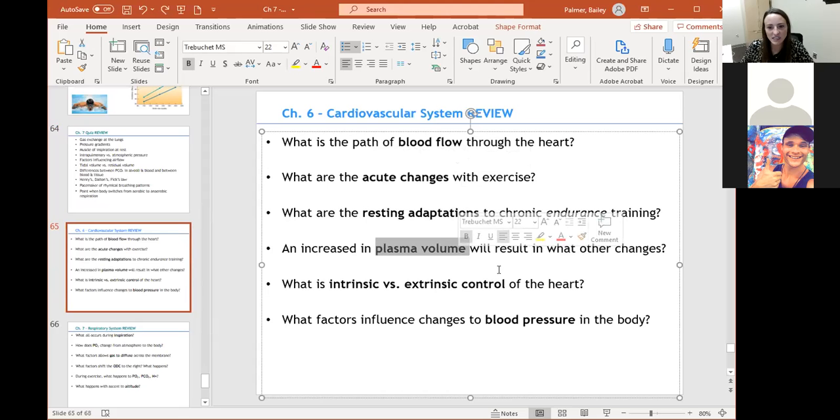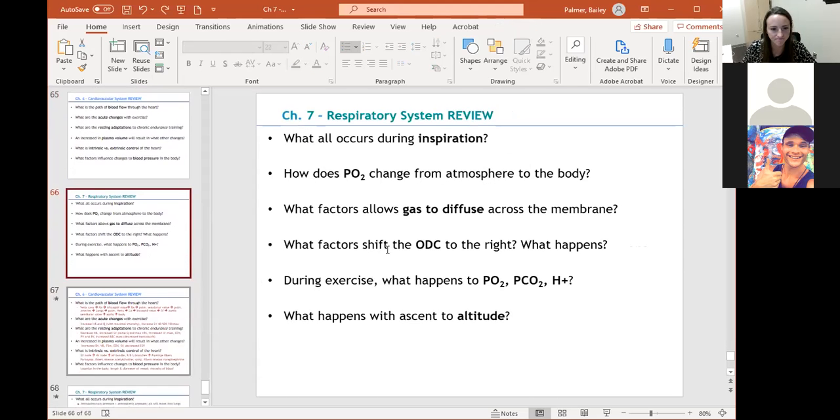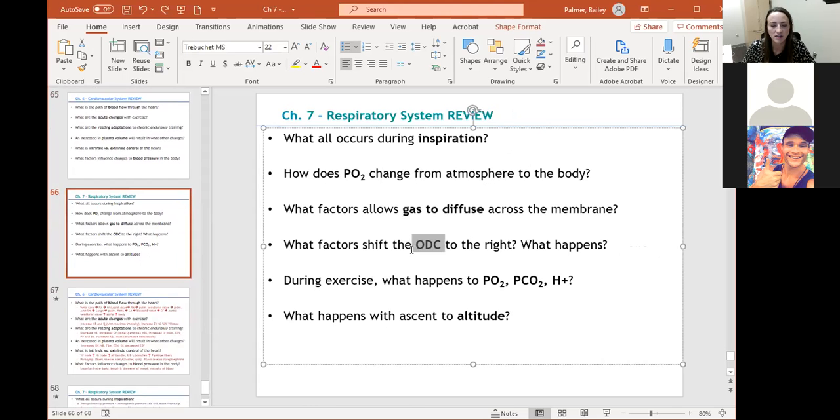When we have an increased plasma volume, what else happens? Intrinsic versus extrinsic control, factors that influence blood pressure in the body. So these are some main questions. And then here, main questions about chapter 7, talking about inspiration, partial pressure of oxygen, gas diffusion, oxyhemoglobin dissociation curve, altitude, these variables here. If you can answer these questions, you'll be pretty good on the assignment.